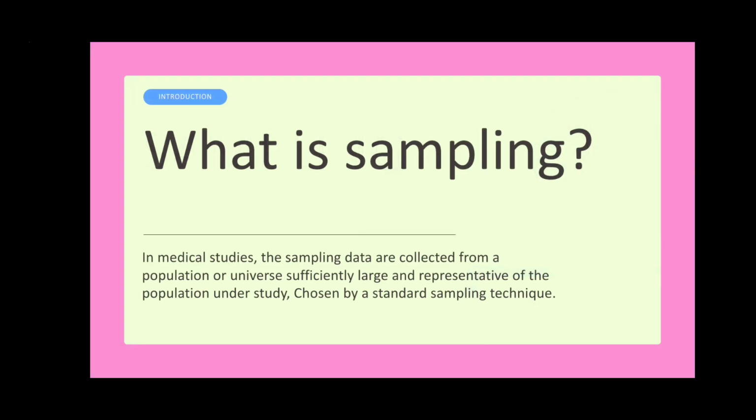Now, what is sampling? In medical studies, the sampling data are collected from a population or universe sufficiently large and representative of the population under study, chosen by a standard sampling technique. So, for doing a research study, generally we have a sample from the population. This sample represents the whole population. All the characteristics of the population are included in the sample, and this sample is large enough to be included in the research study, which represents the population by appropriate sampling techniques.